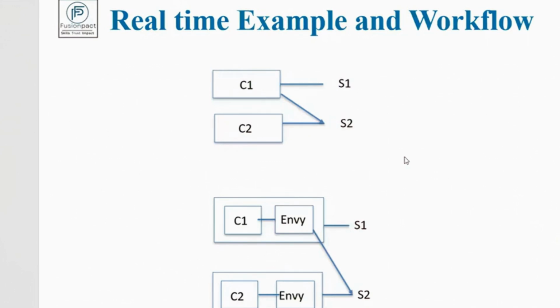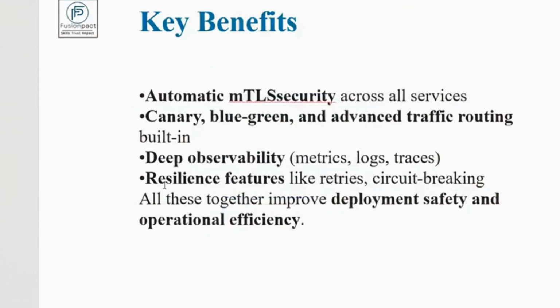In the second case, if we use Istio in our architecture, we can retry and apply circuit breaking, which prevents the issue from cascading so that all other services will run stably. This is the use case, and the key benefits we get here are automated mutual transport layer security across all services, and we can easily use deployment strategies like canary and blue-green. All the deployment strategies can be easily deployed here.